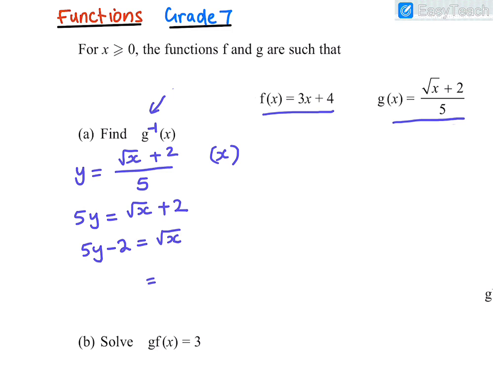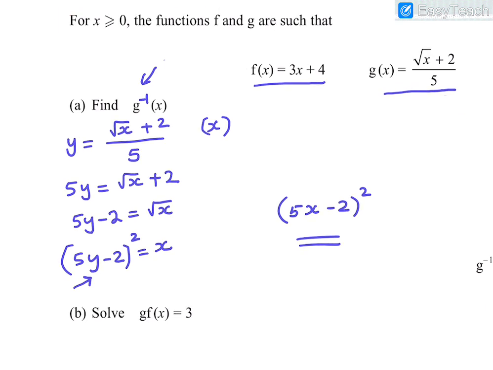And now we square both sides. So we get 5y take away 2 squared. And when writing the inverse function, all we do is we replace this y with the x. So the answer is going to be 5x minus 2 squared. And that is the inverse function.